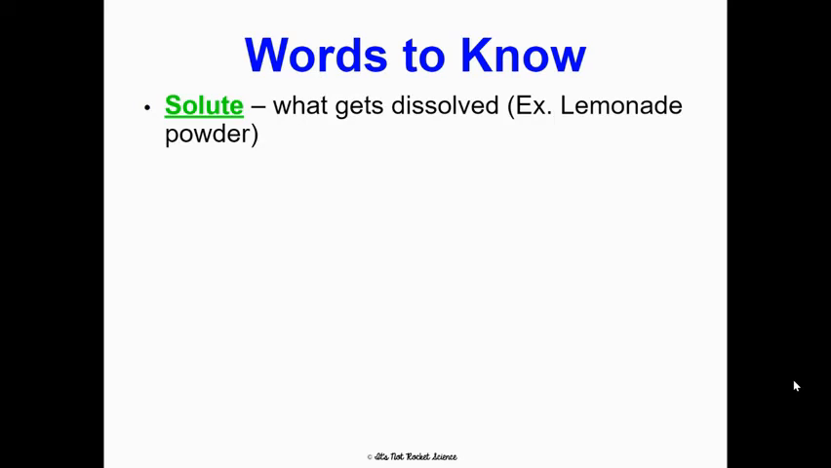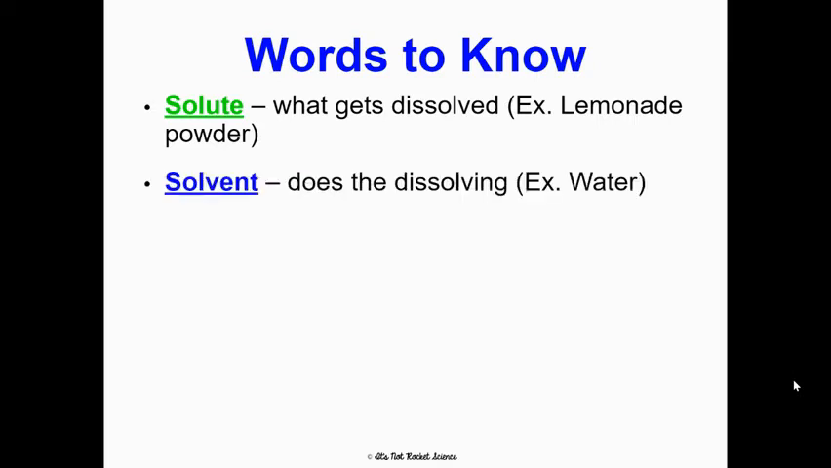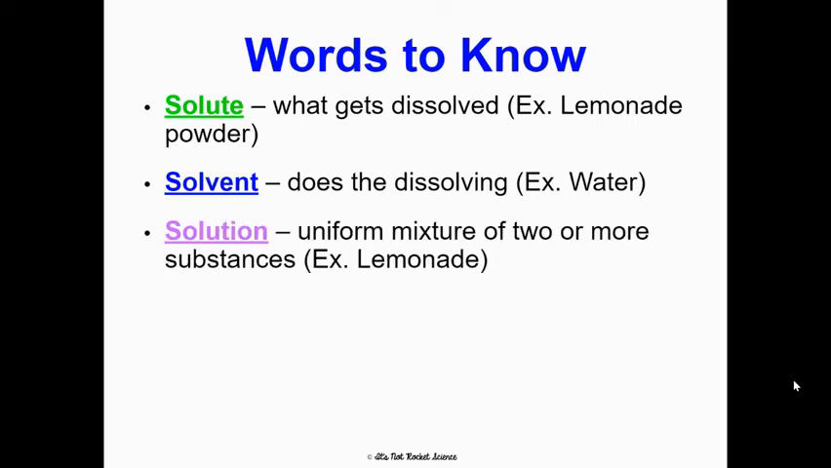Some words to know before we get started. Solute, this is what gets dissolved. I'm going to use the example of making lemonade from powder. So if you're making lemonade out of powder, that would be the powder that you're going to mix in with the lemonade flavor. A solvent, this is whatever does the dissolving. And basically always in biological systems, it's water. Same thing if you're making lemonade from powder, you're going to use water as the solvent.